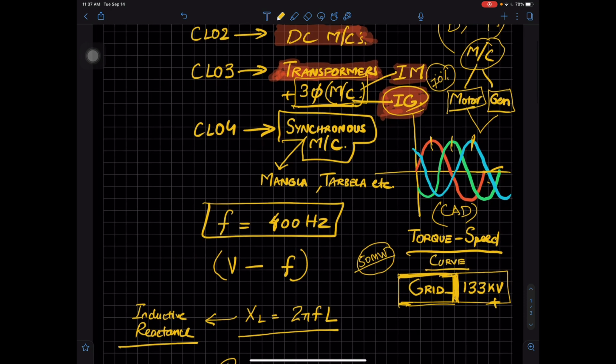Then the fourth CLO, if you see over here, the word used is synchronous machine, that is assessing the operation of synchronous machines in a power system.